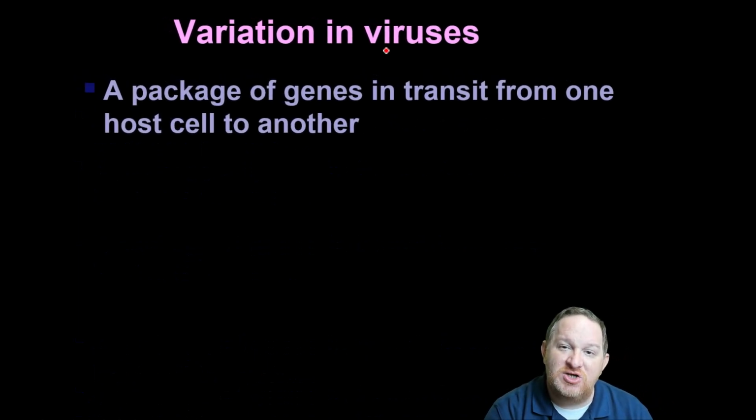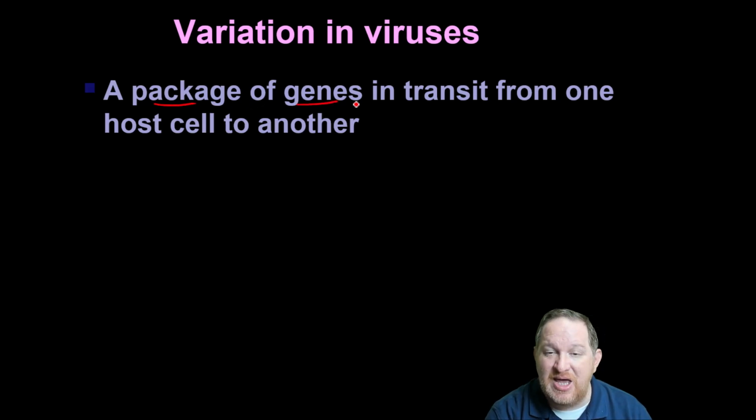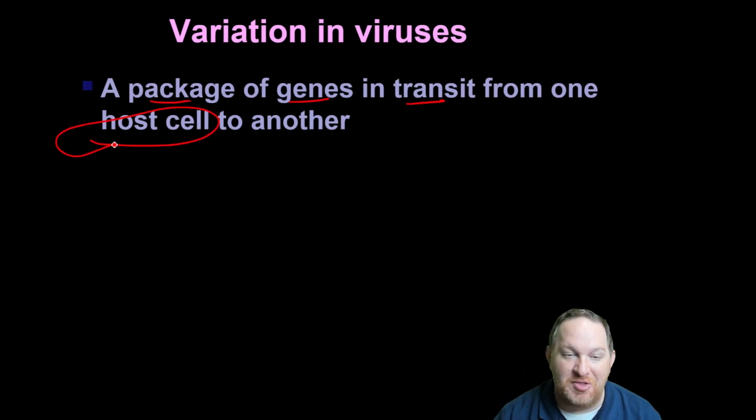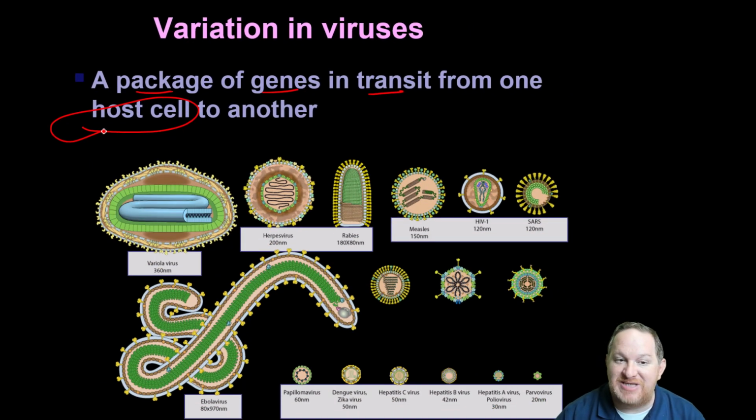Variation in viruses shows that basically viruses are just packages of genes that are in transit from one host cell to another. And here's one of the scariest things, but one of the most awe-inspiring things about viruses. Viruses don't travel. We, or animals or something else, carry the viruses around, right? They don't have little feet. They're not traveling. We actually take them to other hosts, which is really even more sad to think about.